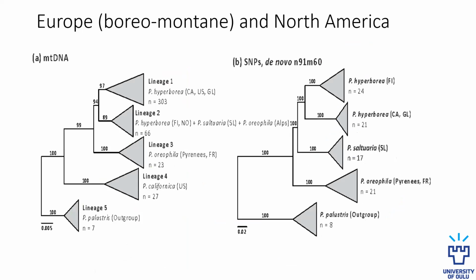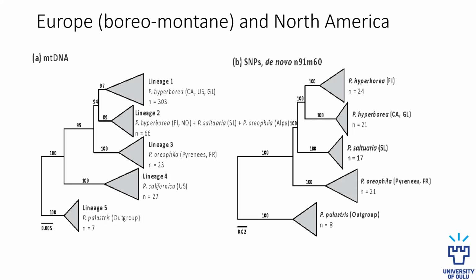But if I use my genomic data, of course, I pick up the difference between Pardoza hyperbarea from Finland and Canada and Greenland, obviously. But then the complicated case where the DNA barcode is shared between Pardoza hyperbarea and Saltuaria from Slovakia kind of disappears. So the Slovakian population is still valid as a separate species, no problem with that. And again, the Pyrenees are something really, really different. So what happens here is a mess.